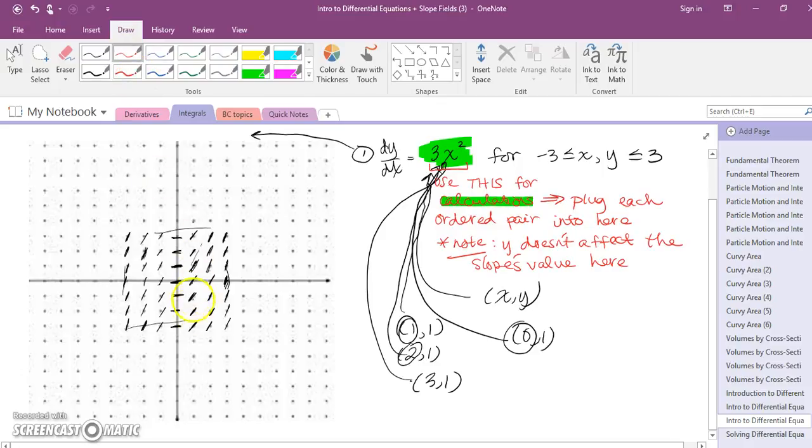Hopefully your slope field came out looking something like this. All of these lines here and here had a slope of 3. All of these guys had a slope of 12. And these all had a slope of 27. And right here, they all had a slope of 0.